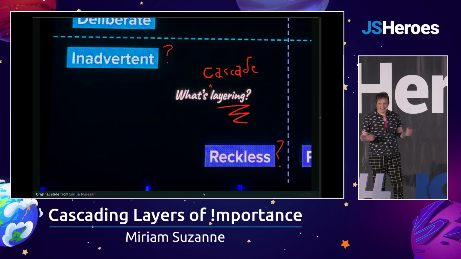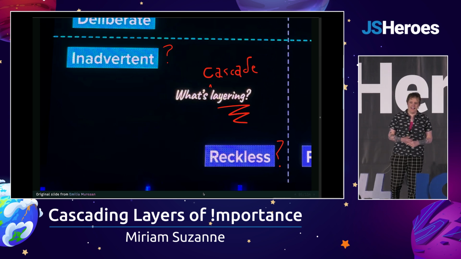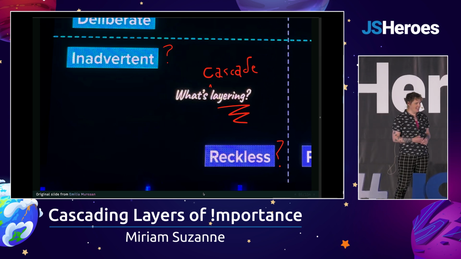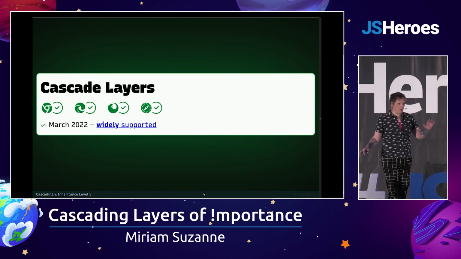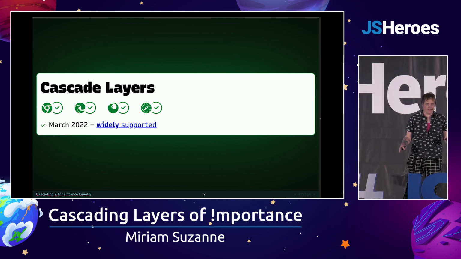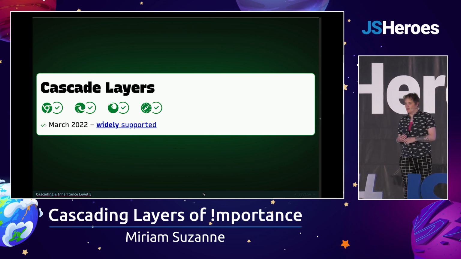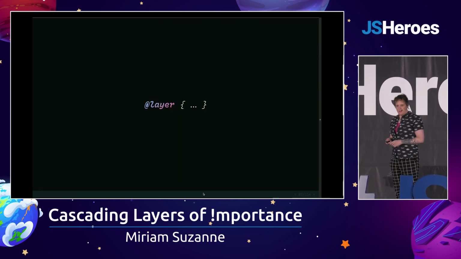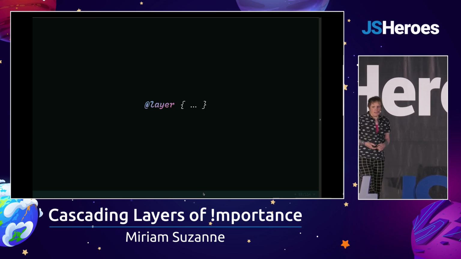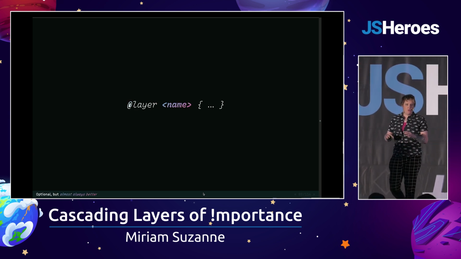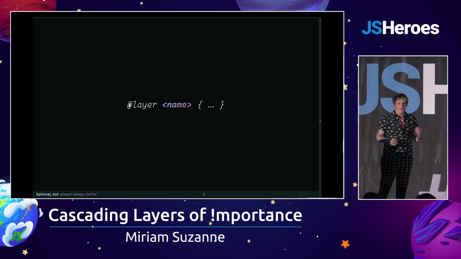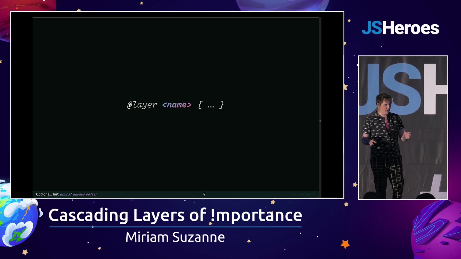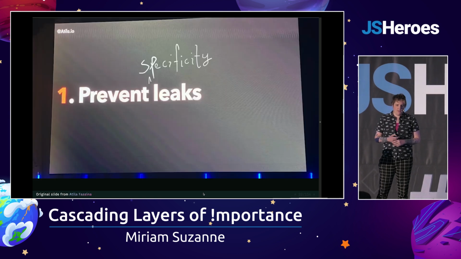So you're maybe asking, what's cascade layering? Is it really inadvertent and reckless? I hope not. Cascade layers have been around in all browsers since 2022. They're widely supported. If you haven't been using them because you're worried, you should start using them. They start with the @layer rule, and you can optionally provide a name. And by optionally, I mean almost always, unless you're writing a framework with some very specific use cases, you're going to want to name your layers.